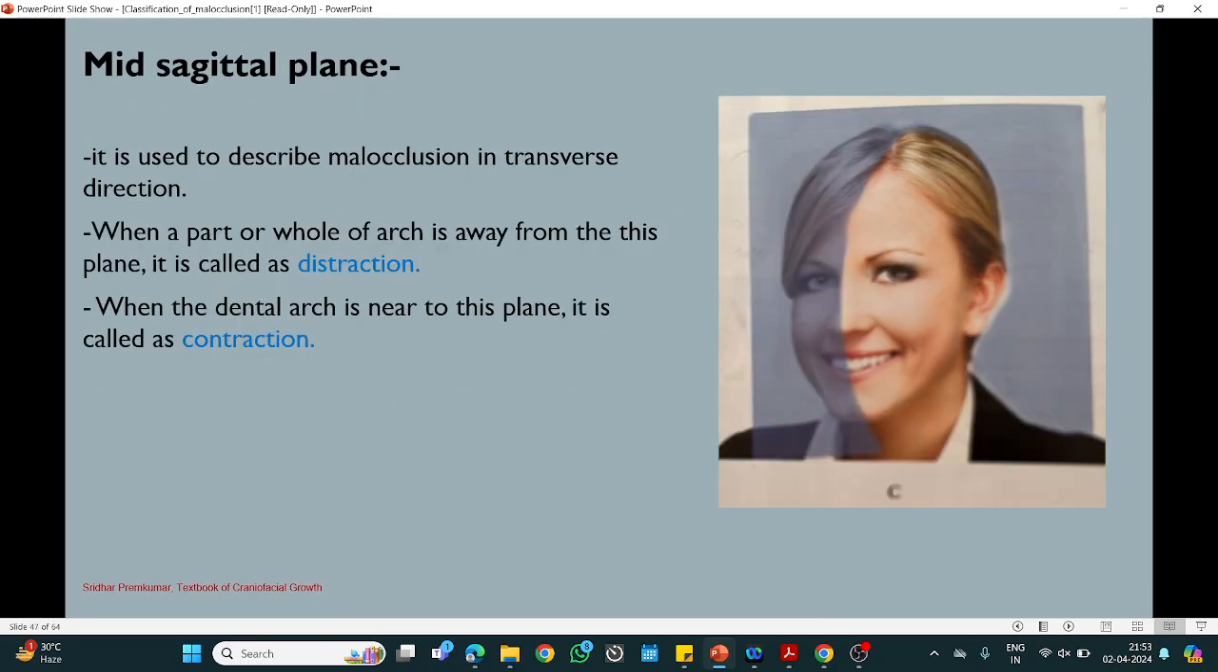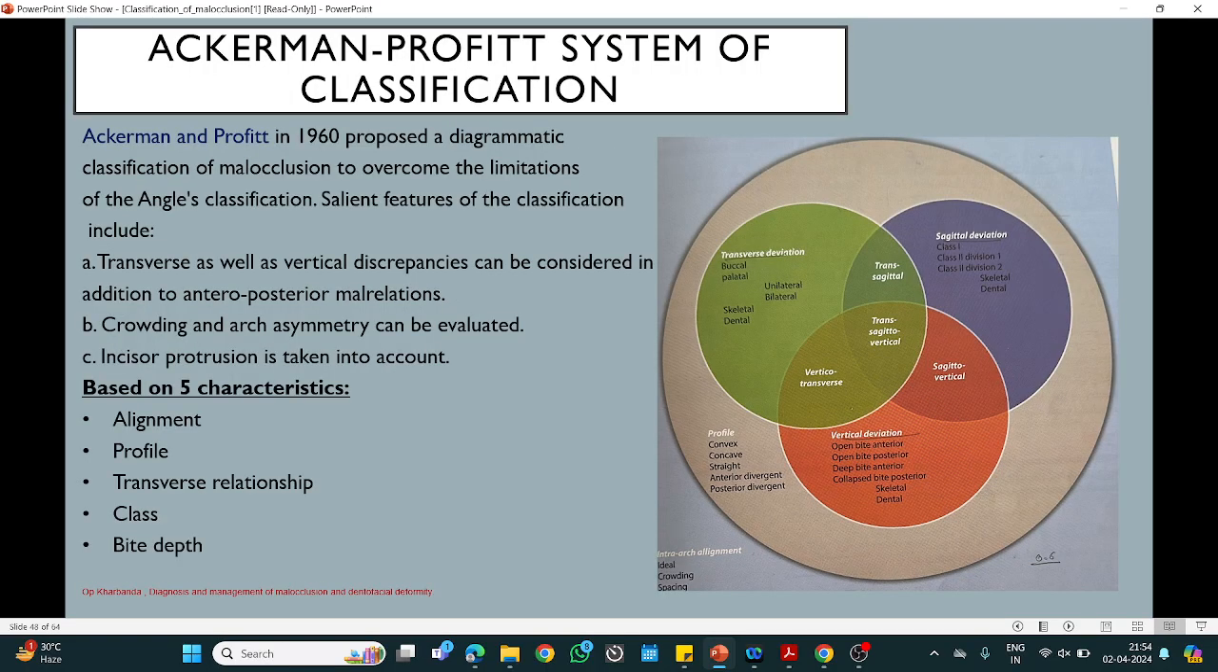The mid-sagittal plane describes malocclusion in the transverse direction. When part or whole of the arch is away from this plane, it is known as distraction, while when the dental arch is near to this plane, it is known as contraction.